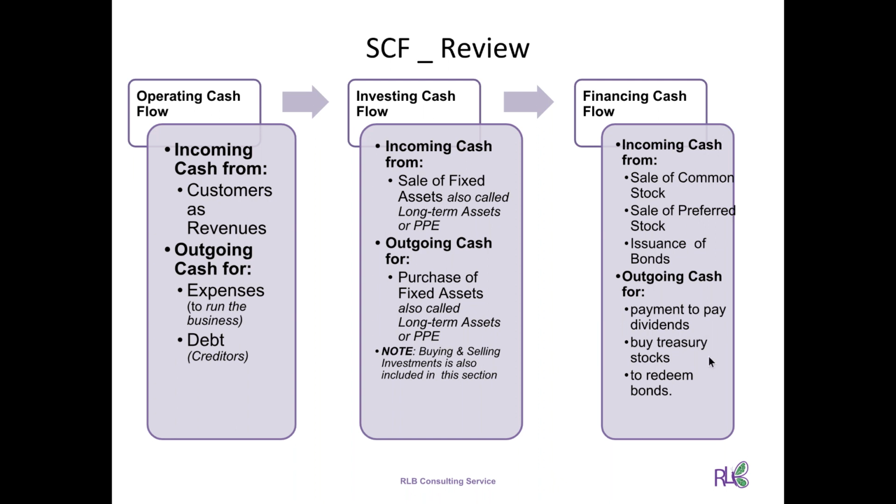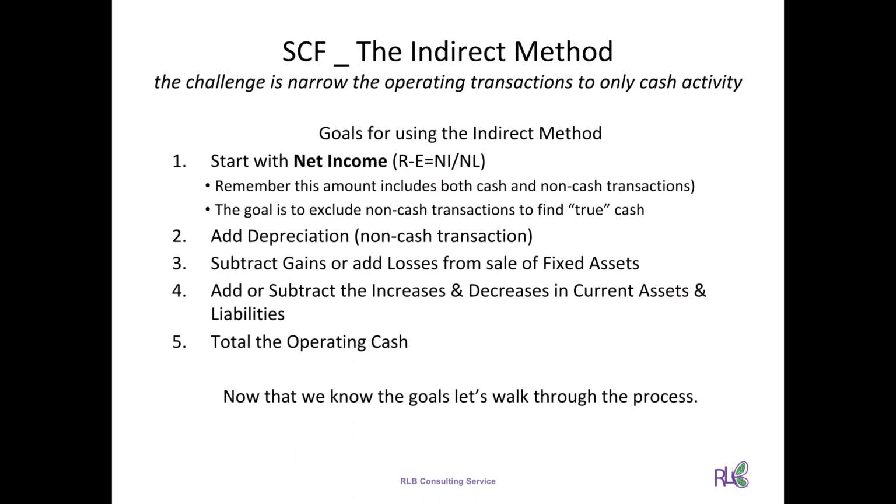Some of the other things that the cash may go out for is the interest that we have to pay to the bondholder. So basically, the last 2 chapters increase the amount of items that are now listed under the financing cash. We're going to focus on the indirect method.